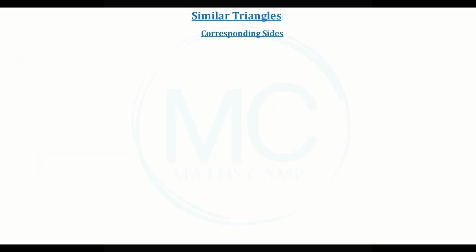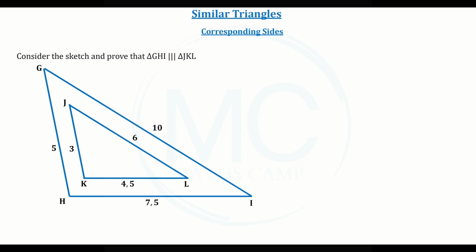Let's do another example. Consider the sketch and prove that triangle GHI is similar to triangle JKL. Let's start by finding our corresponding sides. G and H are the first two letters in GHI. So let's mark this side of the larger triangle in red. J and K are the first two letters in JKL. So let's mark this side of the smaller triangle in red as well. GH and JK are corresponding sides.